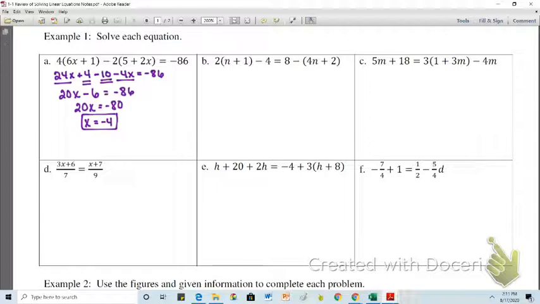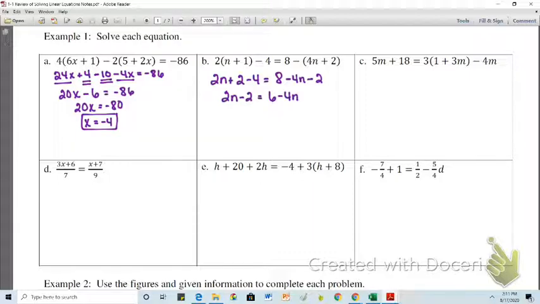Same for B. We're going to first start by distributing. So I get 2n plus 2 minus 4 equals, I'm going to bring down the 8. This time there's no number in front of the parentheses, so I'm going to distribute really a negative 1 because I'm going to distribute that minus sign. So I get negative 4n minus 2. Over here I'm left with 2n minus 2 equals 6 minus 4n.